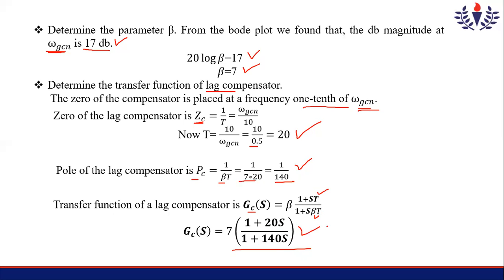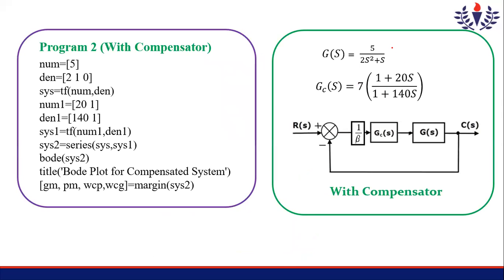And now once we know the lag compensator, we will again draw the Bode plot and check whether we are getting the desired phase margin or not. We need to cross check. Already we know the open loop system. This is the open loop system and this is the lag compensator. So coming to the block diagram, 1 by beta into this value. Already we know the beta value. Beta is 7. 1 by 7 into this value. So this 7 and here 7 will get cancelled.